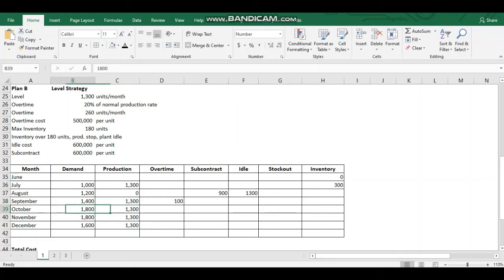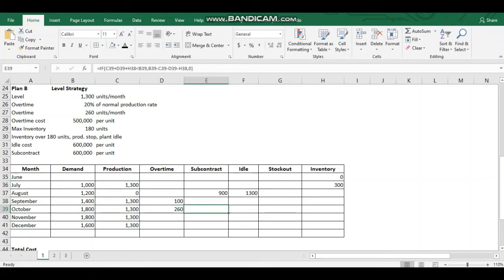We have to fulfill another 500 units, right? And we could do it by doing overtime, but keep in mind that the maximum overtime is only 260 units per month. So we only could do overtime as much as this number, the maximum overtime, and the remaining units that are left, we could do it by subcontracting from another company.